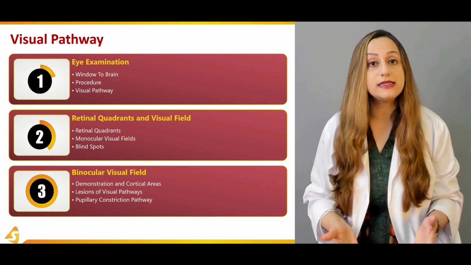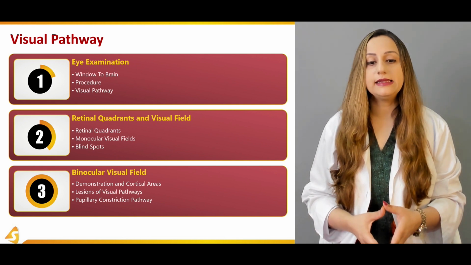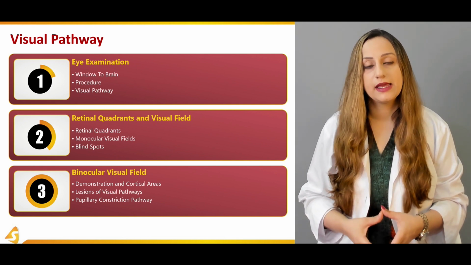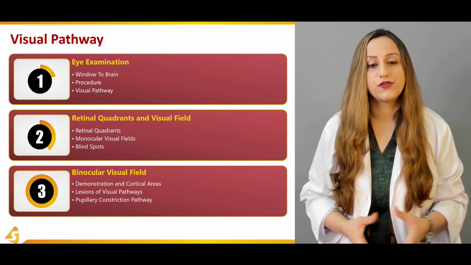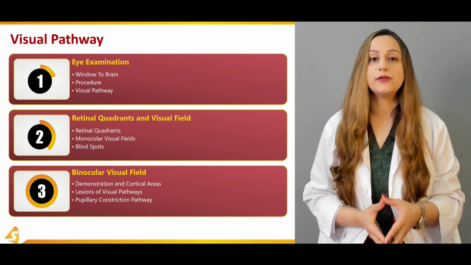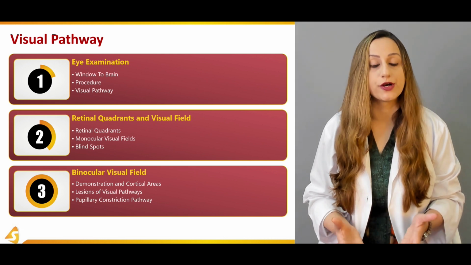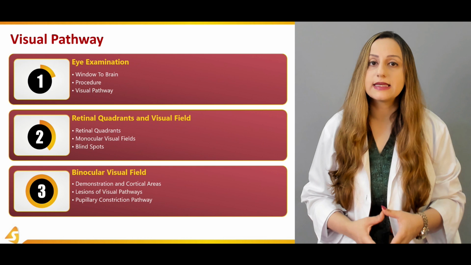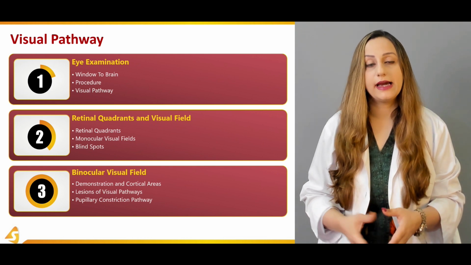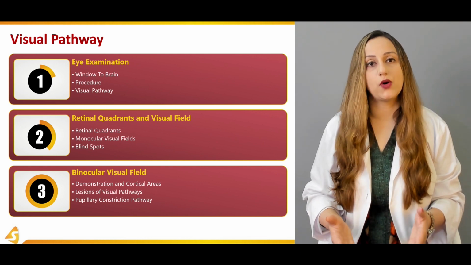How do we define these retinal quadrants? And then the monocular visual fields will be defined and discussed here. Then we'll move on to the blind spots. How are these blind spots formed? What is the main pathology behind the formation of these blind spots?